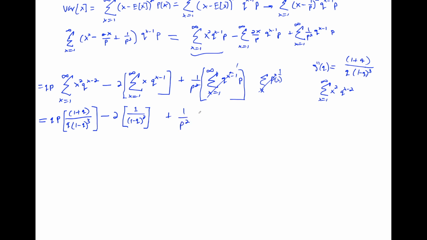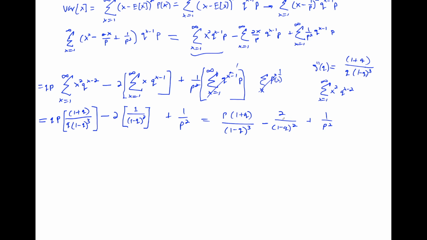All right, so now that we get to this step, the rest is just some algebra. And so we're going to observe here, we have a q in the numerator, a q in the denominator. So those are going to cancel. And we write p times 1 plus q over 1 minus q to the 3 power. The second term, we have 2 over 1 minus q quantity squared. And then that third term is just 1 over p squared.